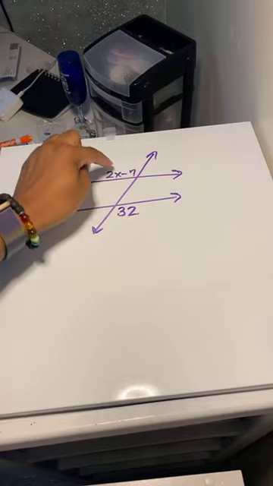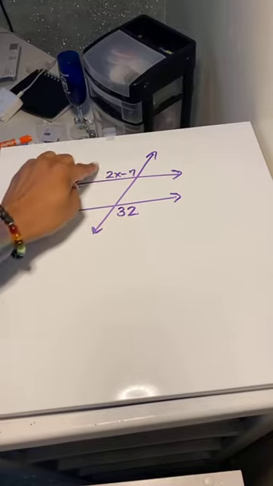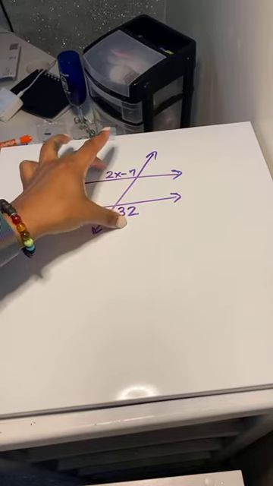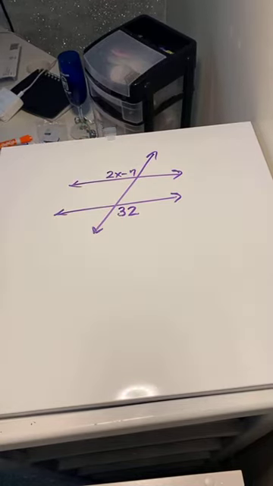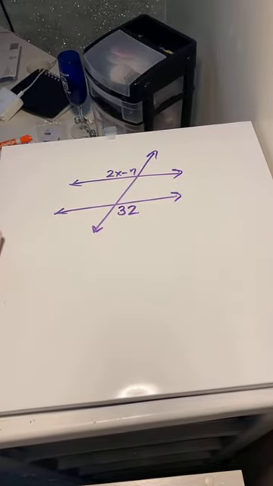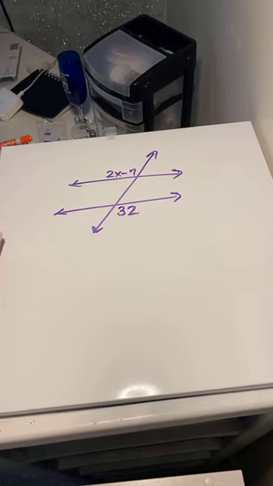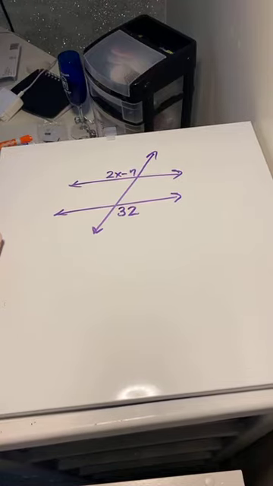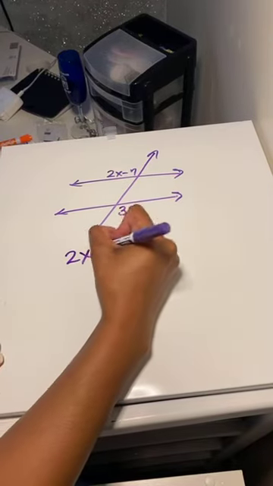Anytime the angles are at a diagonal, that's alternate. Exterior is outside. So these are alternate exterior angles. Now, since they're alternate exterior angles, what do you know about their measures? Congruent. Yes. So if they are congruent, I set them equal to each other. So I got 2x.